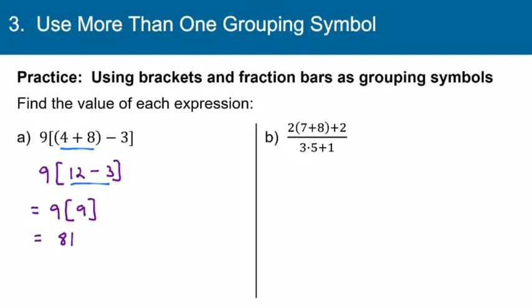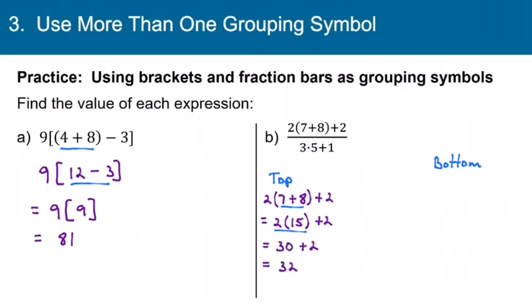And on part B, again, we have a top and a bottom, so let's do those separately. The top is 2 times (7 plus 8) plus 2. Work inside the parentheses first. 7 plus 8 is 15. So we'll have 2 times 15 plus 2. Then 2 times 15 is 30, and we have 30 plus 2, which is 32.